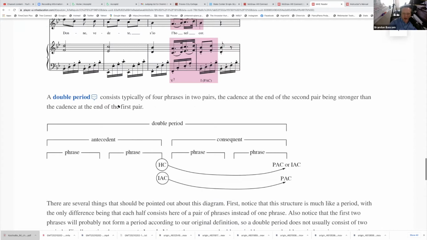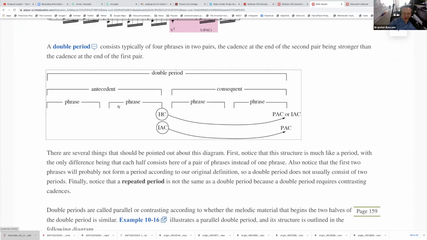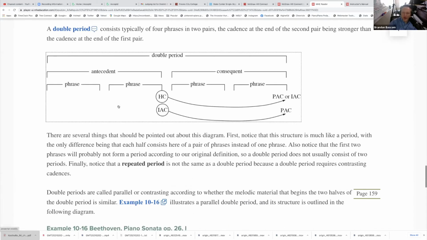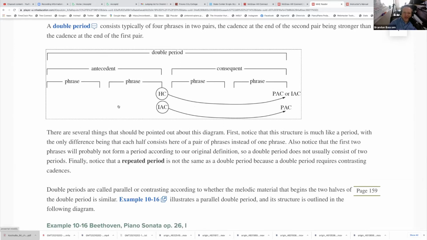All right, here we go. On to the double period. A double period consists of four phrases in two pairs, the cadence at the end of the second pair being stronger than the cadence at the end of the first pair.